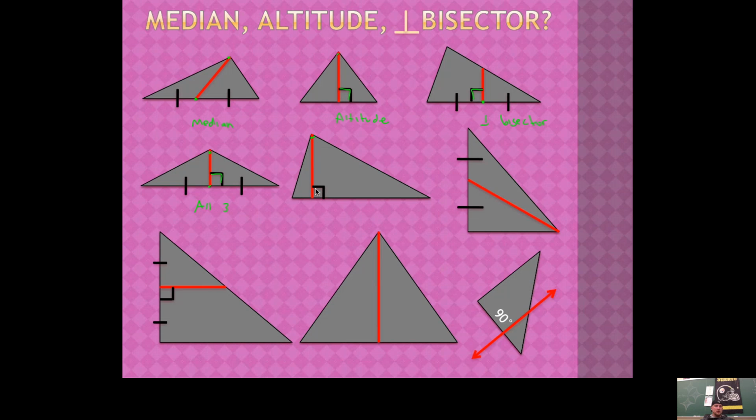This segment touches a vertex and has a right angle on the other side. That's an altitude. That's a midpoint because of those marks. That's a vertex. That's a median. Midpoint, right angle. That's a perpendicular bisector.